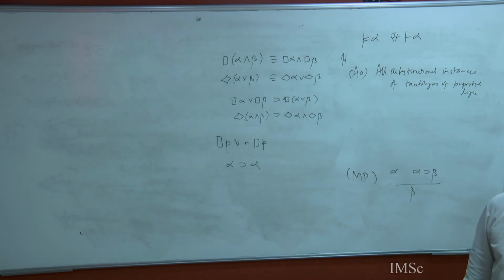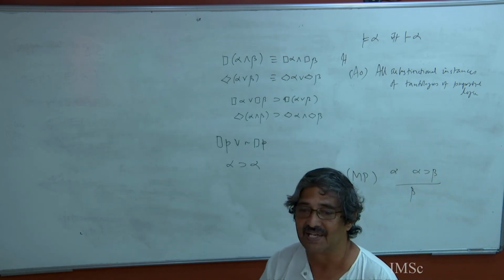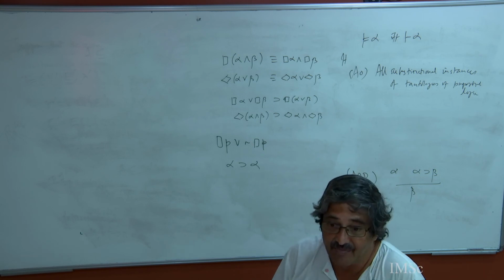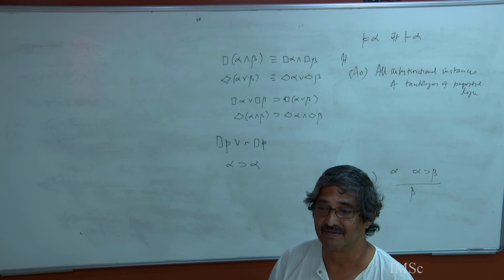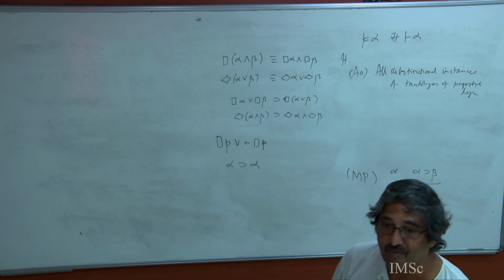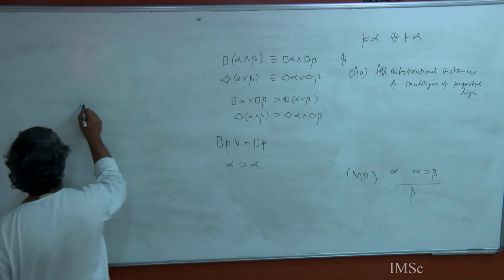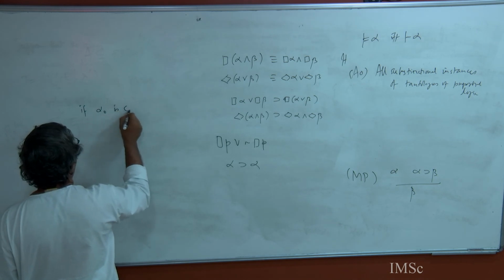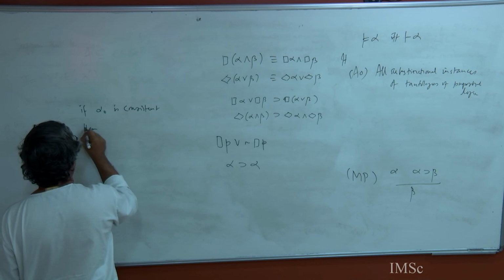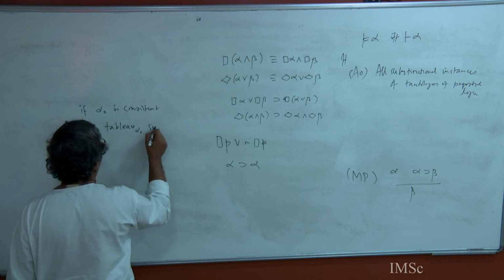So assume that alpha naught is a given formula which is consistent. I want to show it is satisfiable. How do I show it's satisfiable? Well, if I can build a tableau for it, I know it's satisfiable. Remember, that's what we went through, right? So what we would like is to prove that if alpha naught is consistent, then the tableau for alpha naught succeeds.